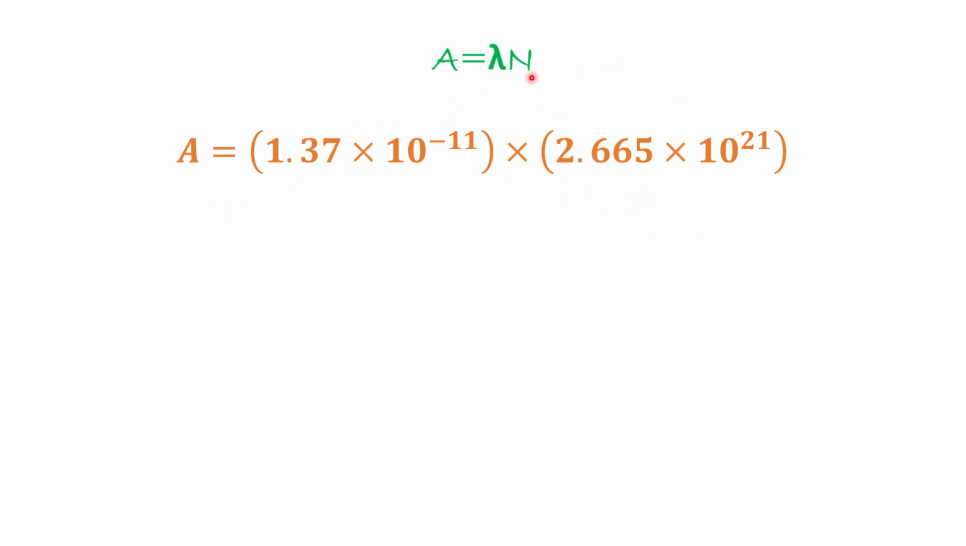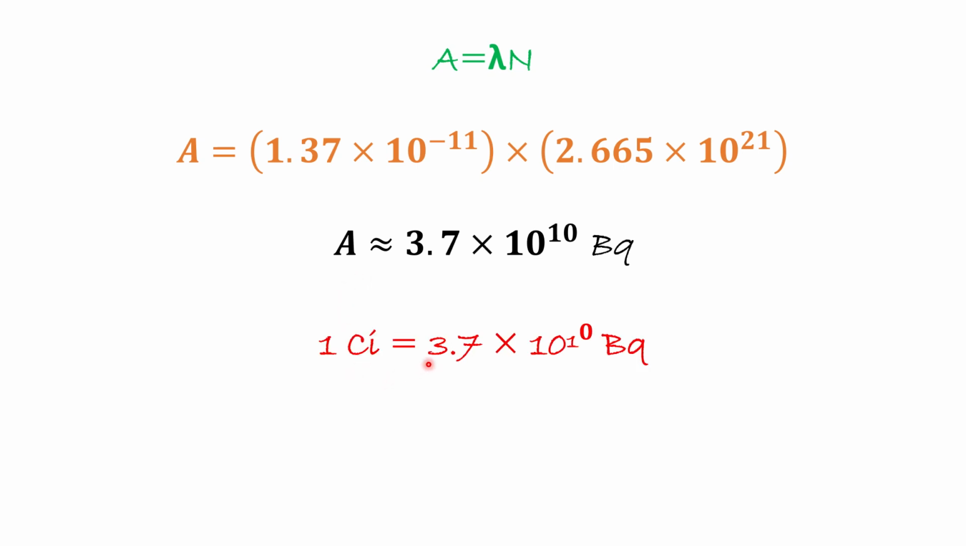Now substituting the values of lambda and N, we get the activity, that is about 3.7 × 10^10 becquerel, or disintegrations per second. This is the activity of 1 gram of radium. So we say that 1 Curie is equal to 3.7 × 10^10 becquerel. So we got the value of Curie. This is not random, this comes from the activity of 1 gram of radium.